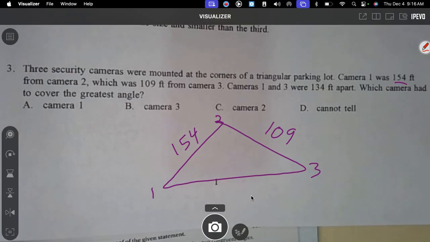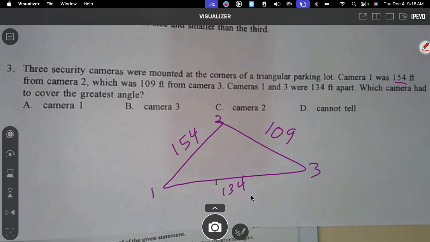How far apart are 1 and 3? 134. And then you have to figure out the question. Does everybody understand how to draw this? Yes? Y'all agree with that? All right, then I have one more I want to go over with y'all.